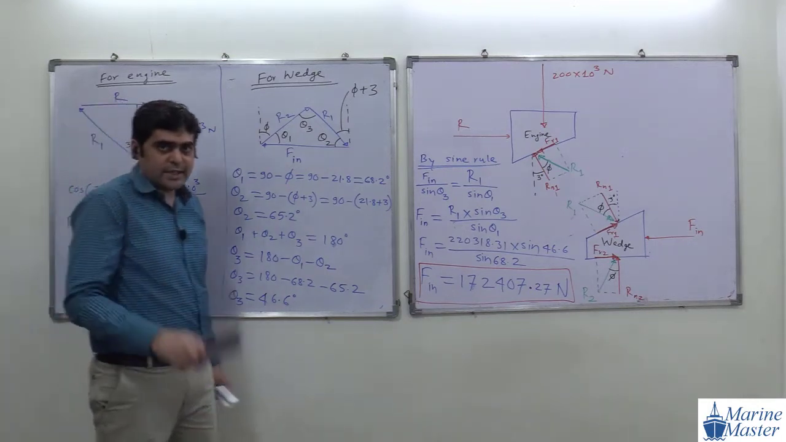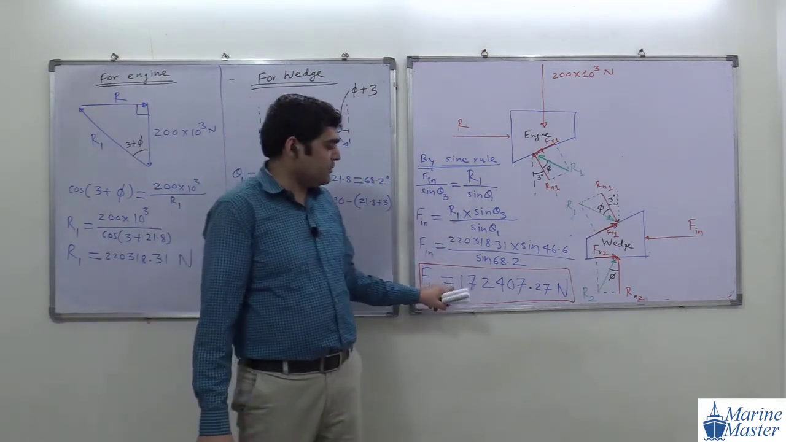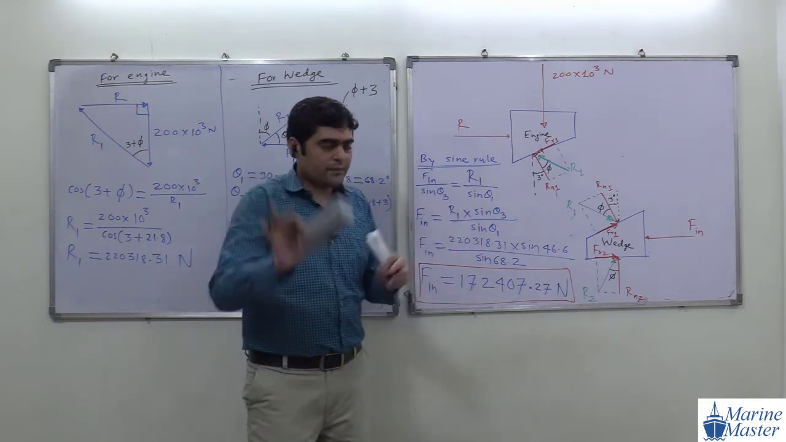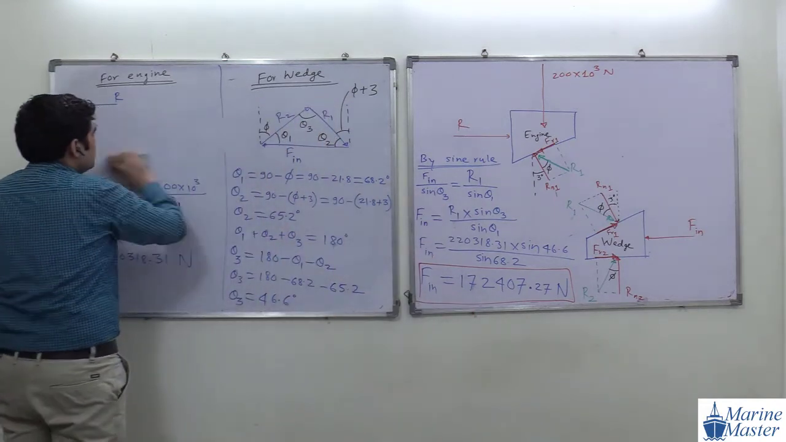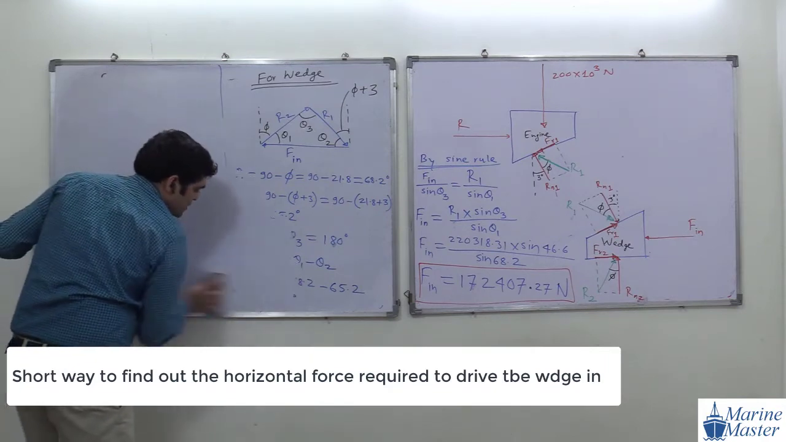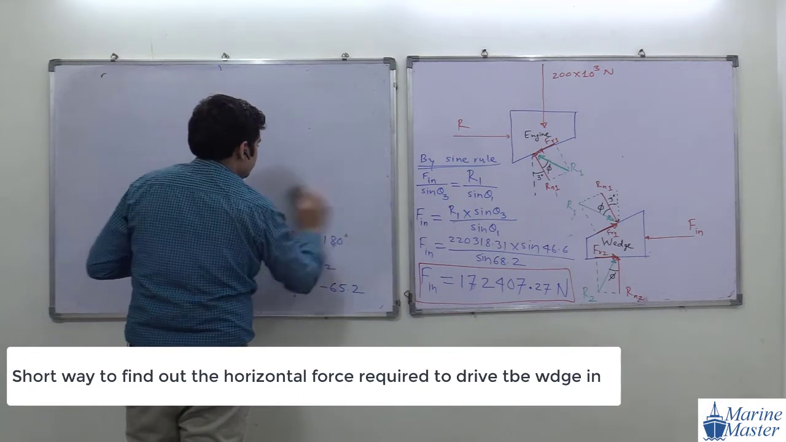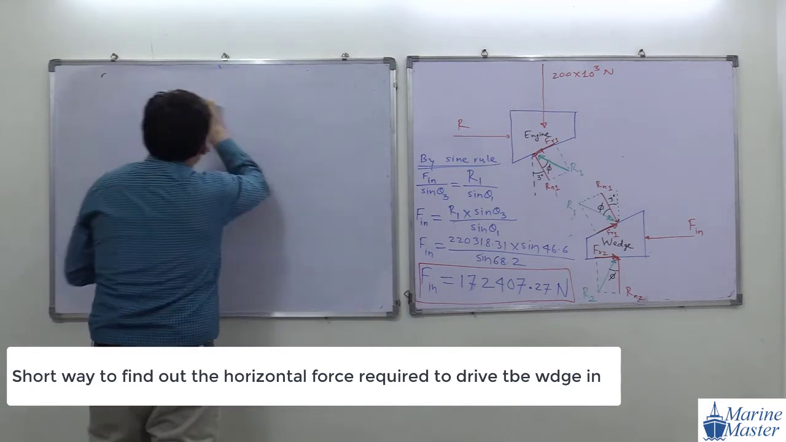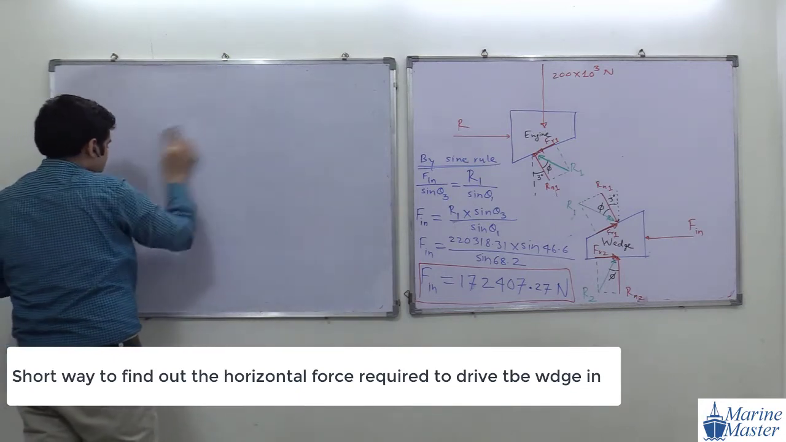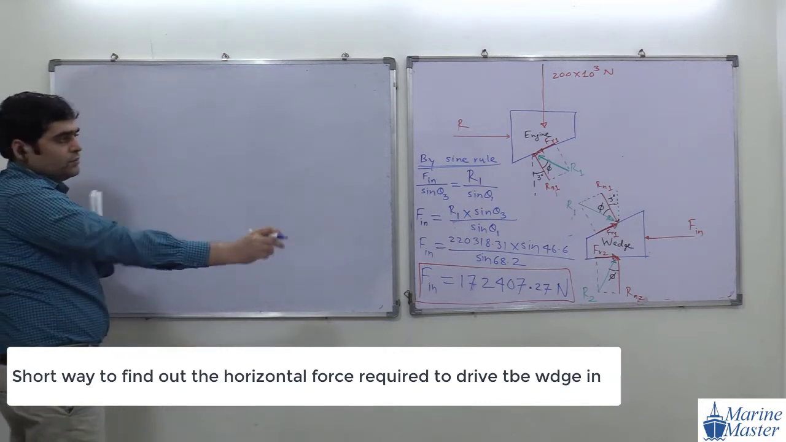Now try to see the scenario here. What are we going to do? We got F in the long way. Now we are going to do the shortcut way. See the scenario, how to use the shortcut way for this type of numerical. Another way to solve this numerical, guys, see the scenario.